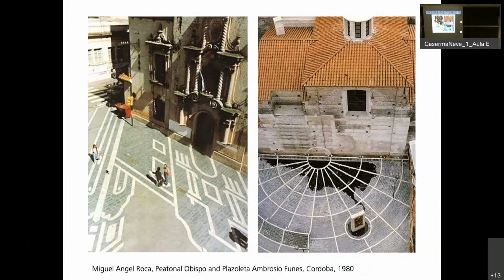Pictures. I don't know where I found these pictures. Maybe from a book that I had. Yeah. There's a book on.